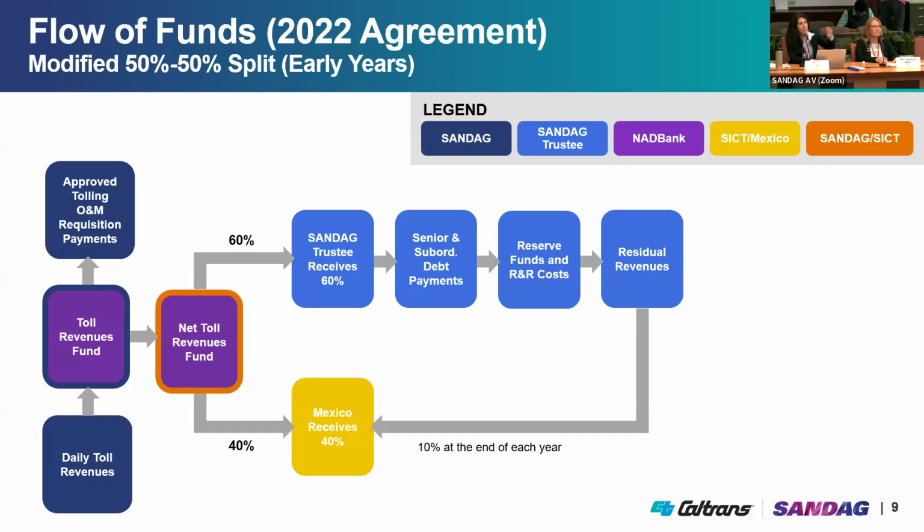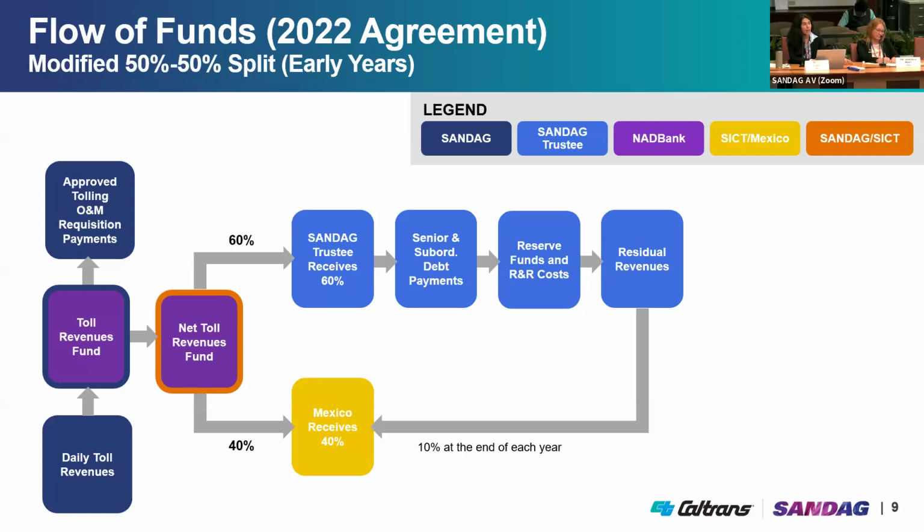All of the boxes in this slide and in the future slides have a similar legend. SANDAG is in dark blue. You see the daily toll revenues coming into North American Development Bank. SANDAG is able to requisition tolling operation and maintenance funds from that toll revenues fund. I should note here that those tolling O&M requisitions have to be in accordance with the tolling O&M budget that's approved by the binational working group. So the O&M paid out of this fund is considered an off-the-top expense before the revenues are split between the parties.